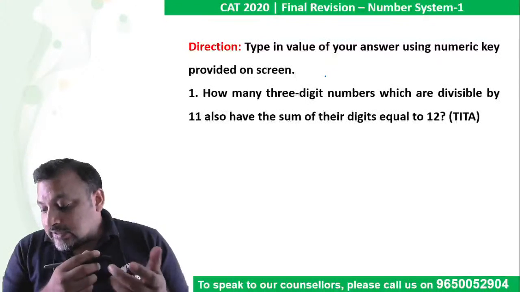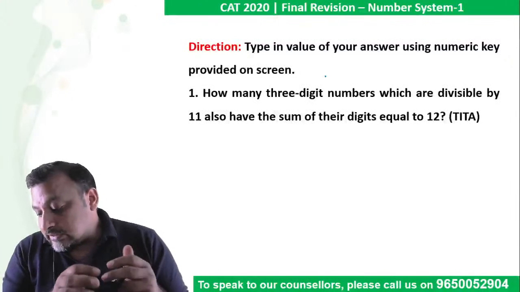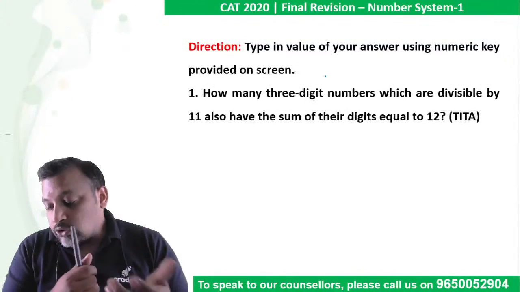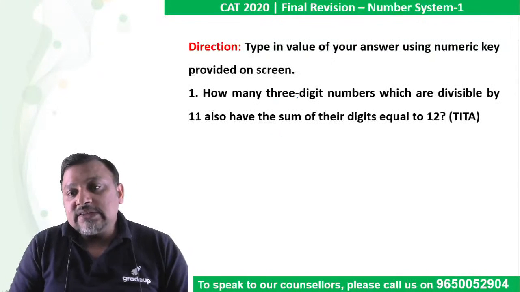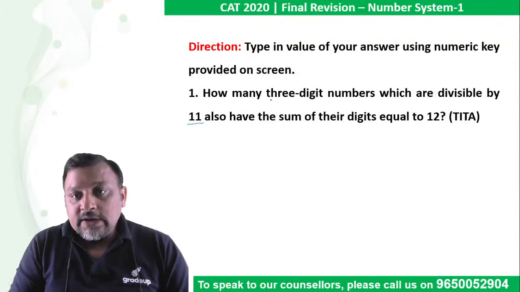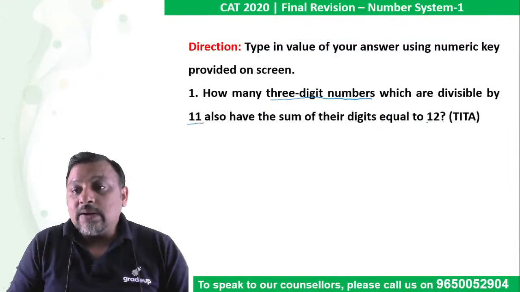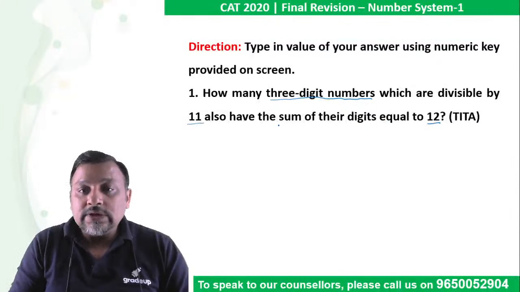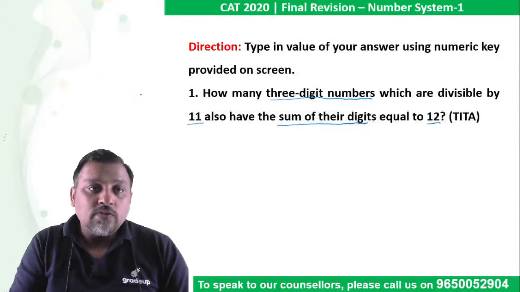Okay, so let's discuss this. Only one student has given the answer. Ashwani has given the answer, and I think it is not correct. So let's discuss this. It is given there is a three-digit number, and it is divisible by 11, and the sum of the digits is 12. So we need to find how many such numbers are there.